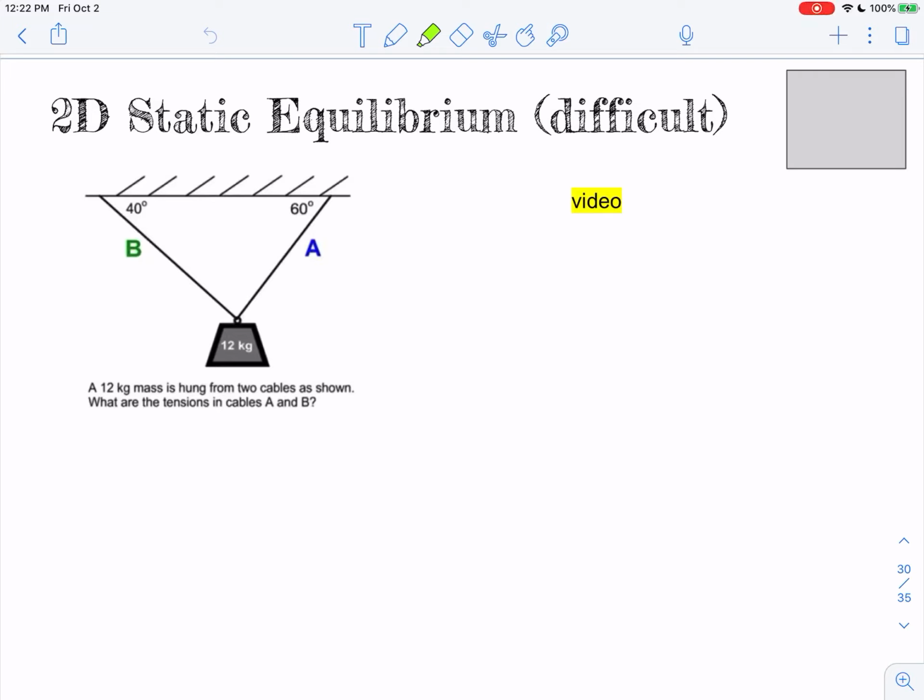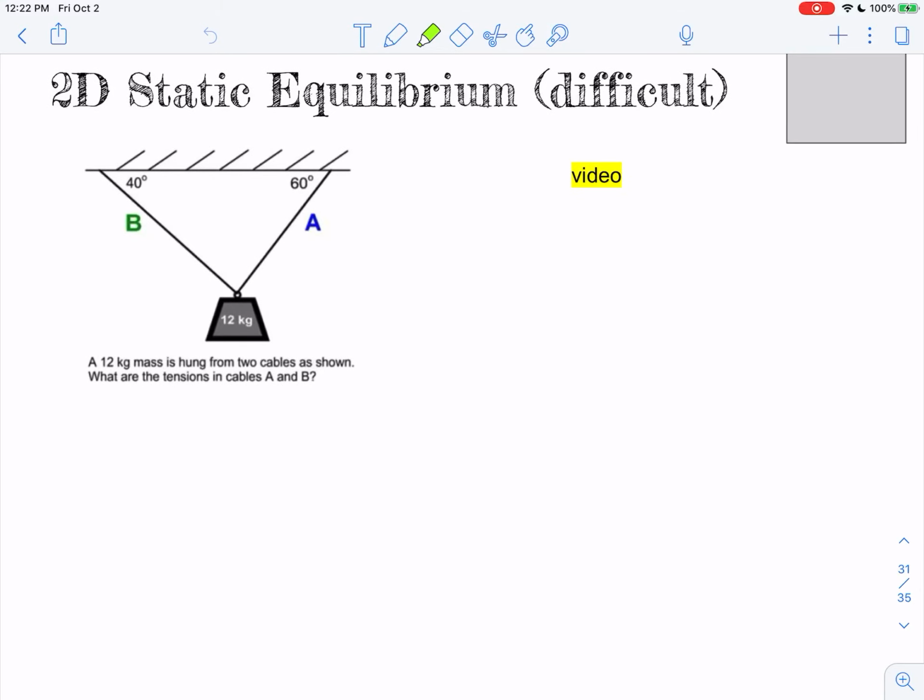Okay, so this is the more difficult one that I thought the last one was, but it was not. So let's take a look at this one. A 12 kilogram mass is hung from 2 cables as shown. What are the tensions in the cables?